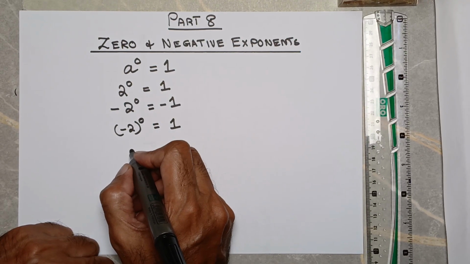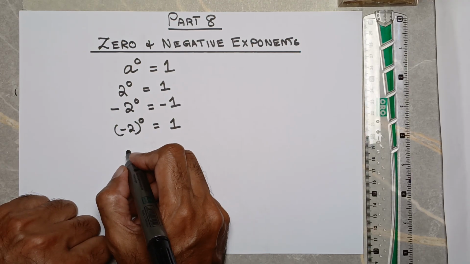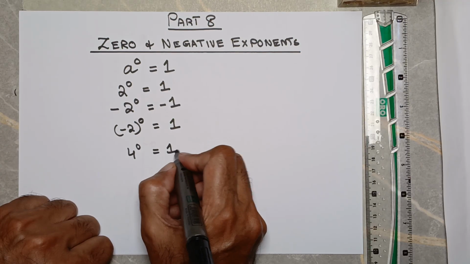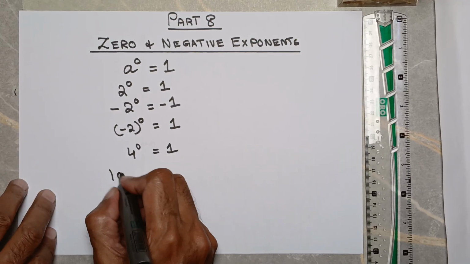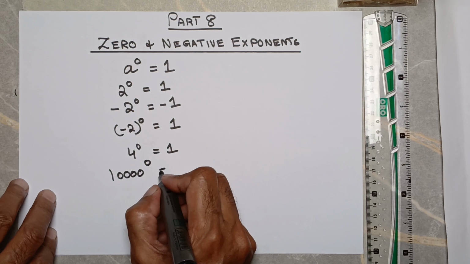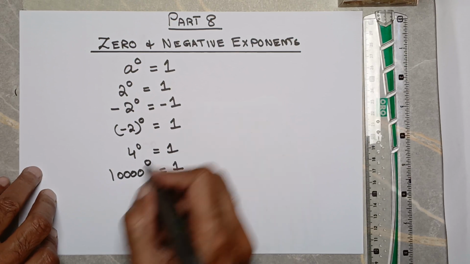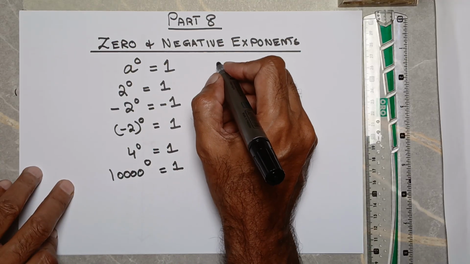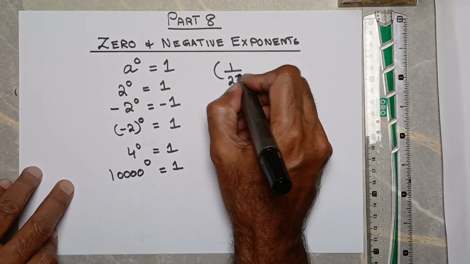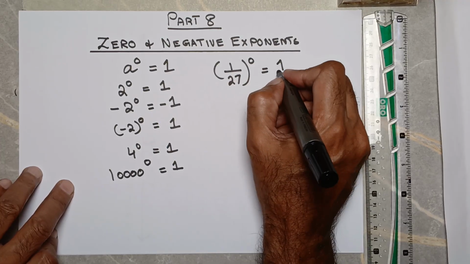We can also understand it with the help of another example. Suppose that something is written as 4 raised to the power 0, it is equal to 1. Even if it is written as 10,000 raised to the power 0, that means it is also equal to 1. If something is written as 1 divided by 27 raised to the power 0, that means it is also equal to 1.